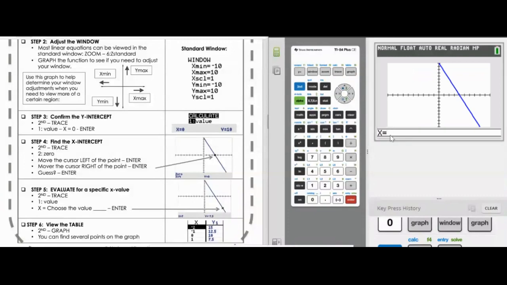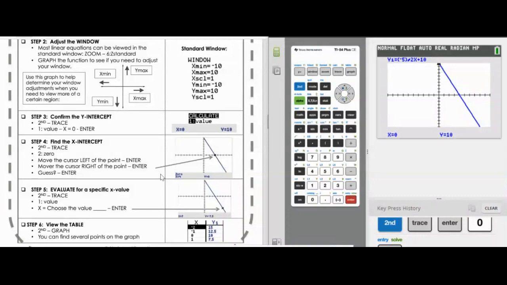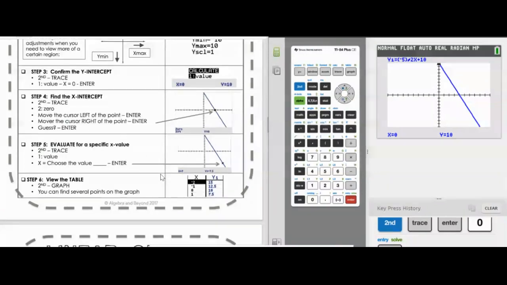Now we can enter that x is equal to 0. Once you select 0, you can push the enter button, and now you know what y is equal to. Our y-intercept is located at 0, 10. Now let's move on to step number 4. We're going to find the x-intercept.